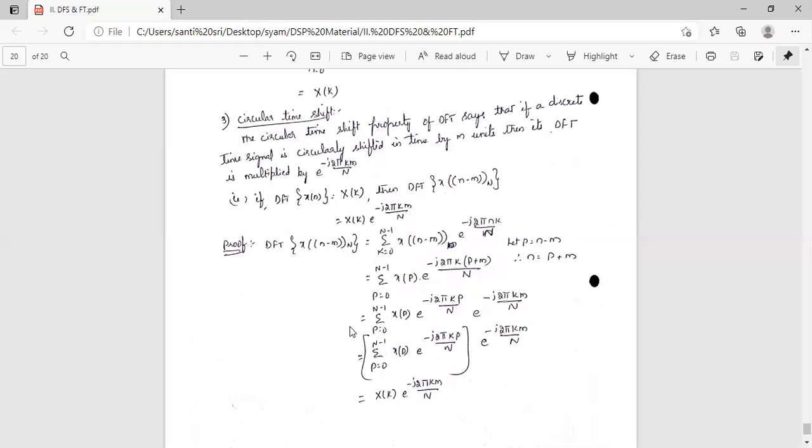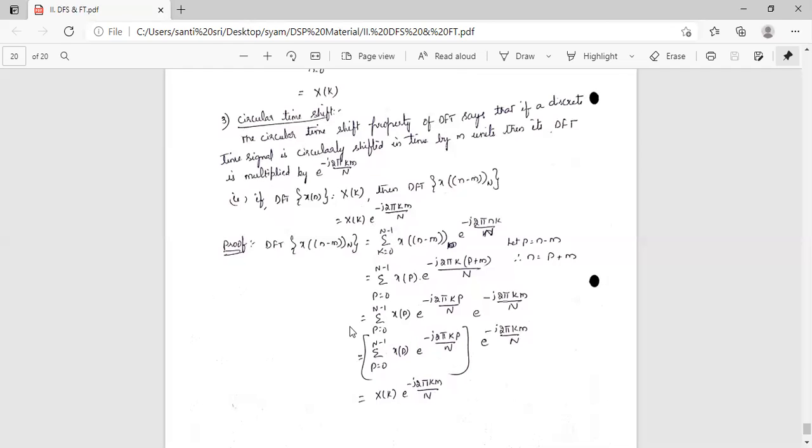This is the circular time shift. So DFT of x of n is X of k, and DFT of x of (n minus m) modulo N will become X of k into e power minus j 2 pi k m by N. It will be proved like this.